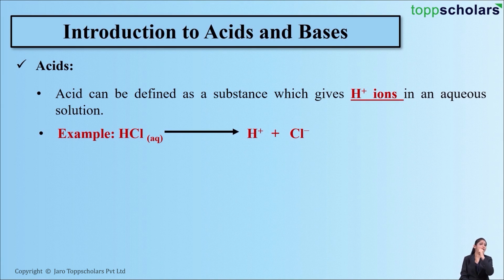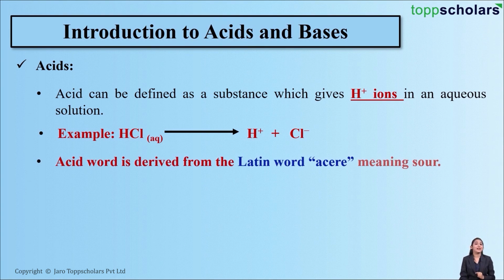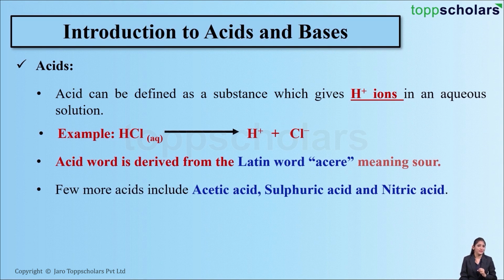Now friends, how did acid get its name? Acids are generally sour in taste, right? And so acid is derived from the Latin word acer, which means sour. Let's take some examples of acids. Acetic acid, sulfuric acid, nitric acid are examples of acids. These acids give H plus ion in aqueous solution.